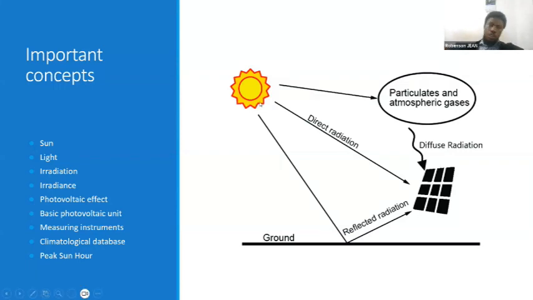And when the sun ray touches the ground and afterwards gets to the captor, we have a reflected radiation. And what we have on the captor is the global radiation, which is the sum of all of this. But the most important is the direct radiation, because the amount of energy that we receive is mostly due to the direct radiation.